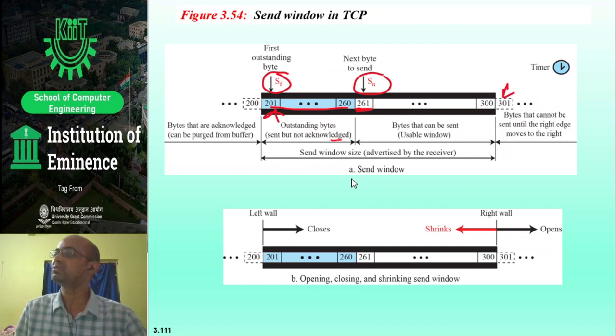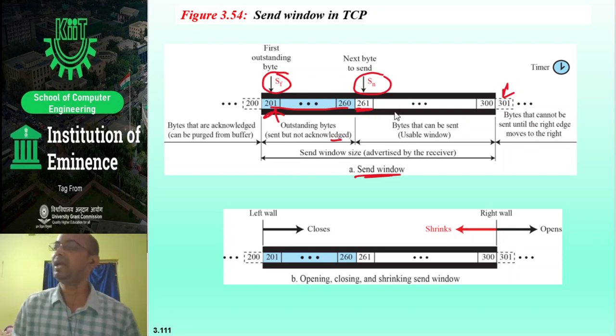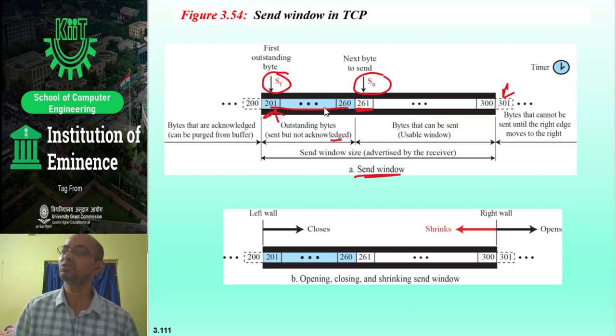And this is the window, called the sender window. This sender window depends upon the receiver window size, based upon the advertisement. During the connection establishment phase, they have to announce the window size so that this window is adjusted. Depending upon that value, this window can open up, close up, or shrink. Typically, we will discuss it later.